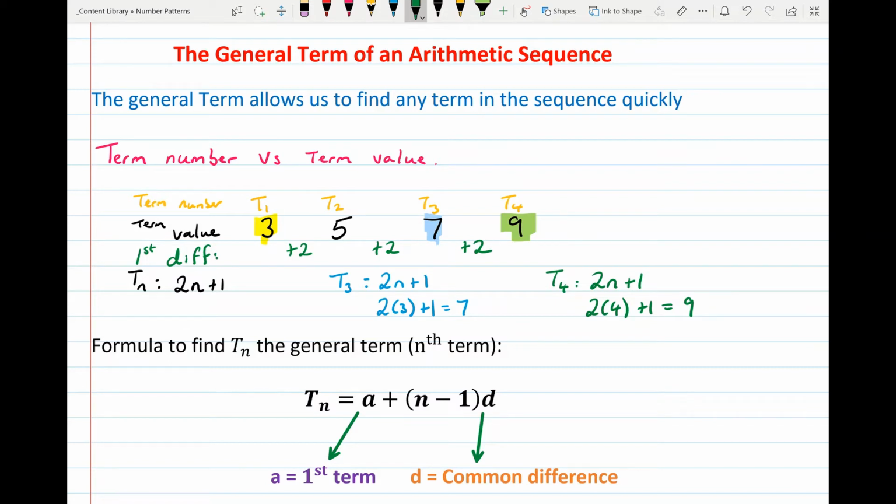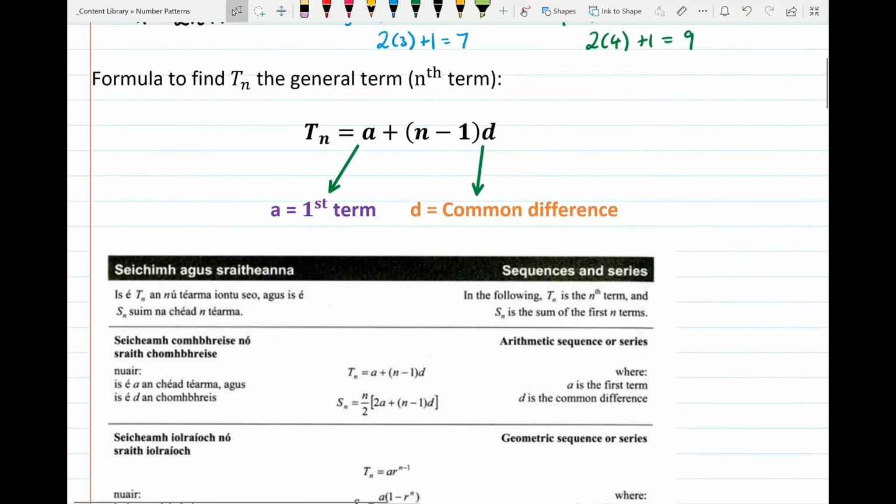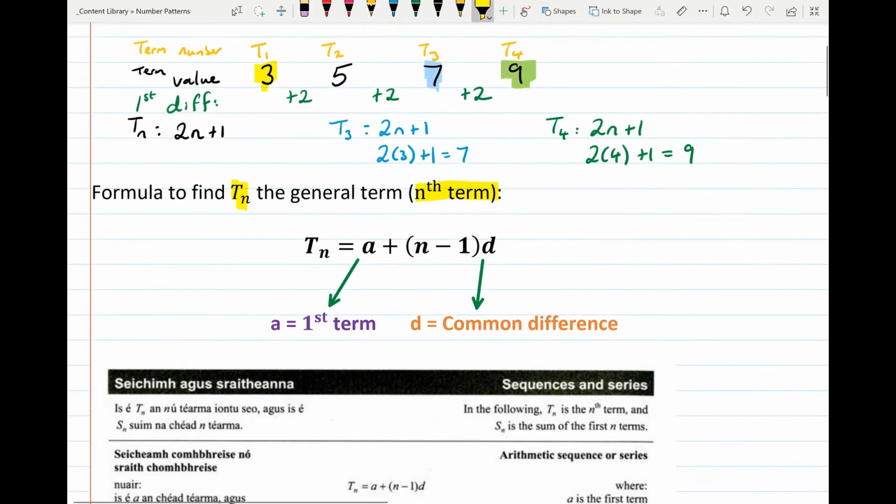That's fine when it's small, easy to deal with sequences like this, but when we get to very large numbers and very large common differences, things can get a little bit more complicated. So for that, we have a formula, which is quite good. In the formula, a couple of things we need to know is that Tn is the general term, or it's also called the nth term, and that stands for any term in the sequence. So here my terms were 3, 5, 7, and 9. They're the term values. So any term value is Tn.